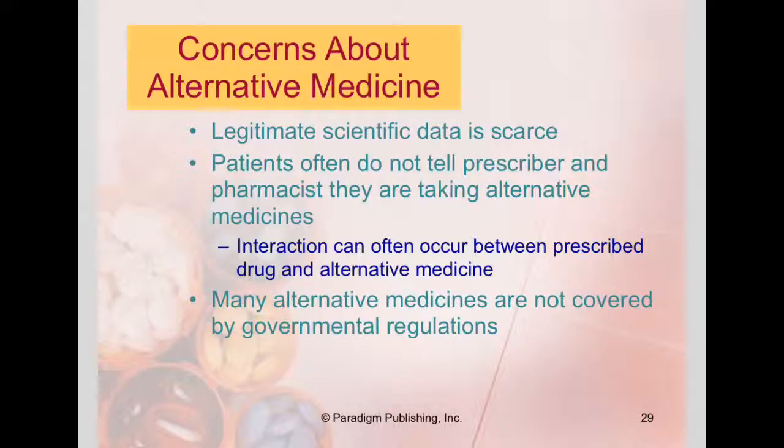And a lot of the alternative medicines are not covered by governmental regulations, meaning if you have two different brands of an herb, one can be a lot stronger than the other. They're not regulated. And per pill also, one pill can have more than the other one. It's just not regulated. People are just in there making them.